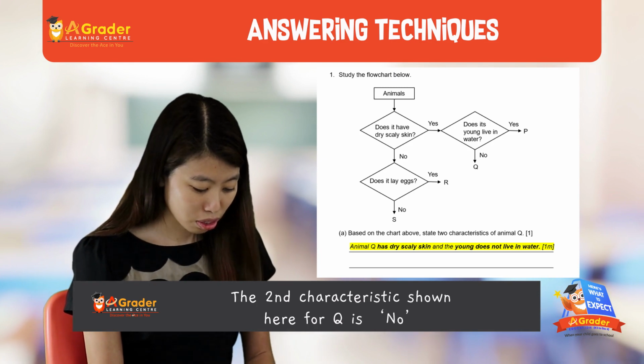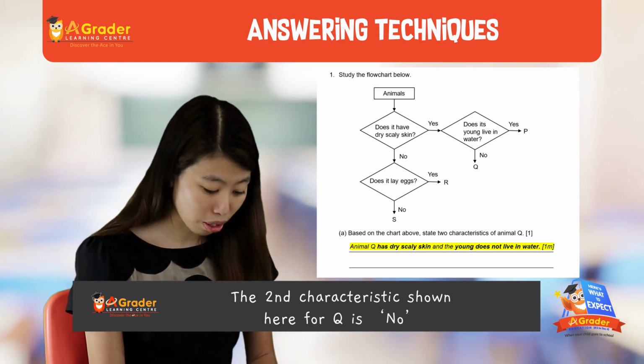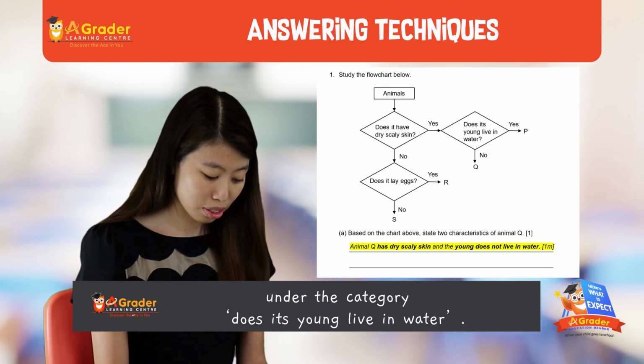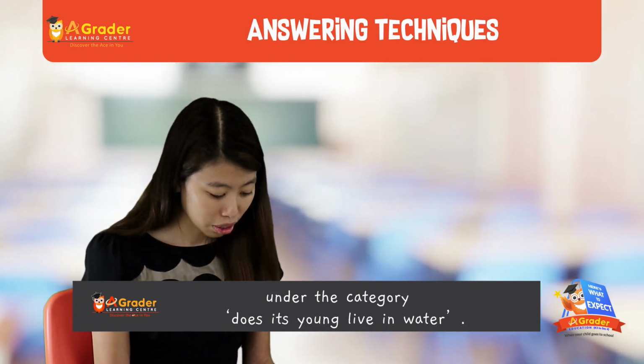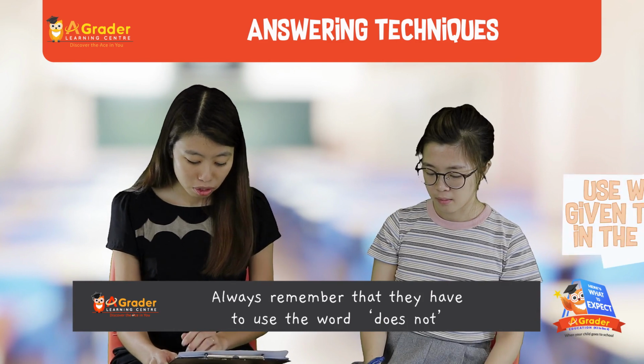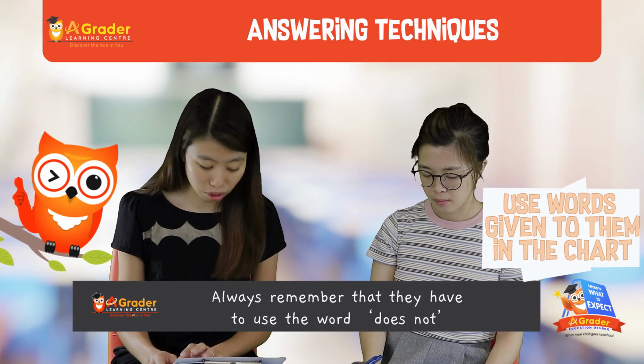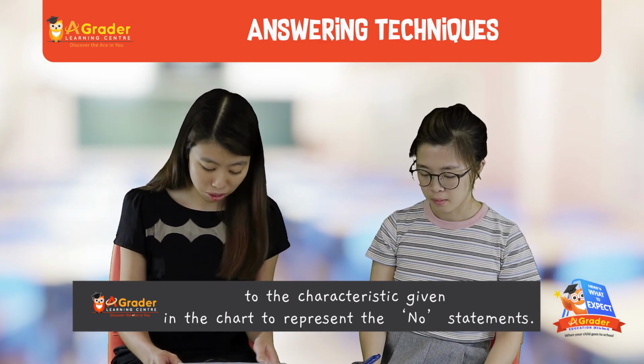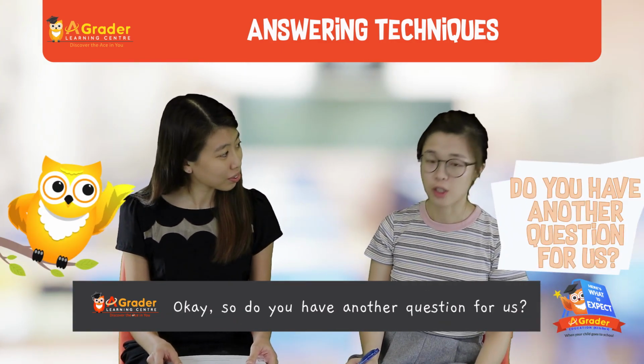And the second characteristic shown here for Q is actually no, under the category does its young live in water. So always remember that they have to use the words does not with the characteristics given in the chart to represent the no statements. Okay, so do you have another question for us?